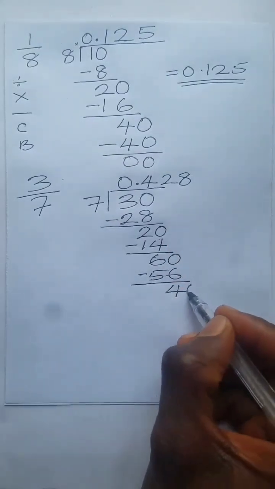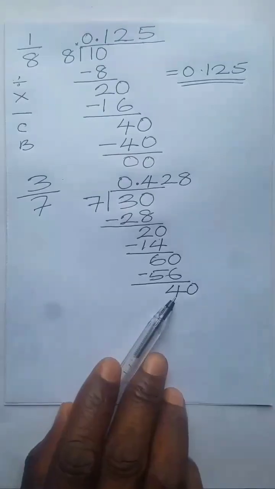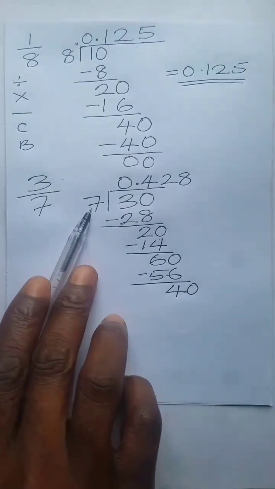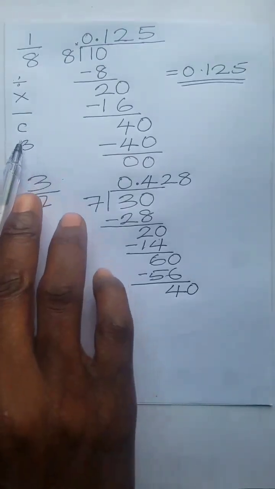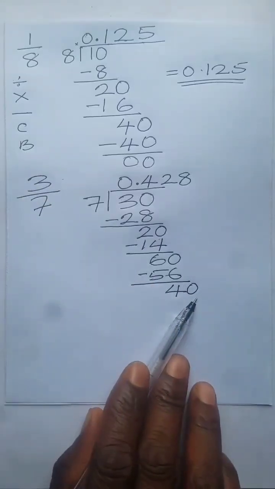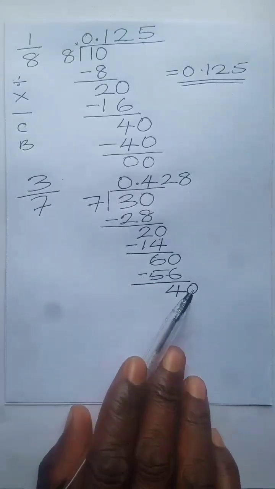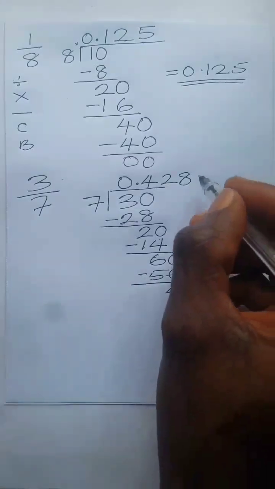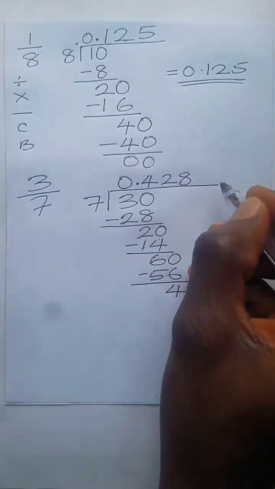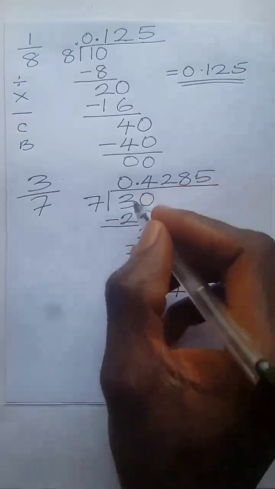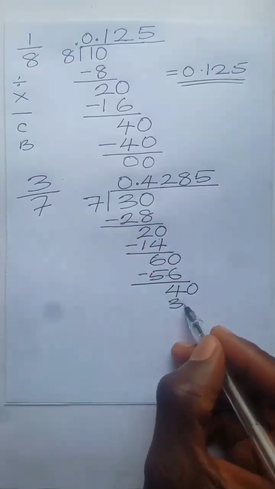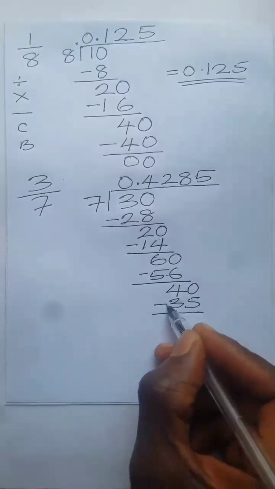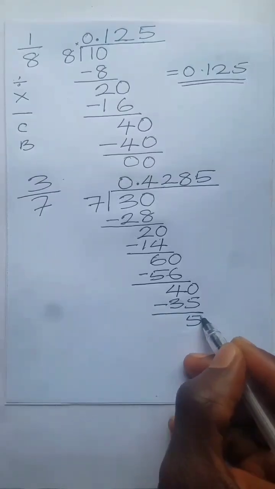We bring down a 0 again to continue. Remember, 4 is smaller than 7, so we are in order. And then we bring down a 0. So we continue again, start the whole process again. 40 divided by 7, that's going to be 5. 5 times 7 is 35. Subtract, and then we have 5.